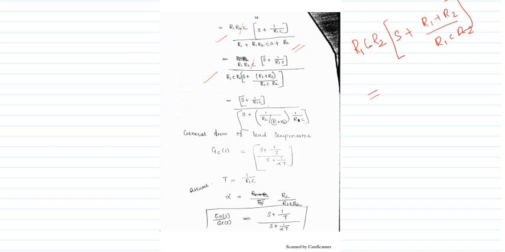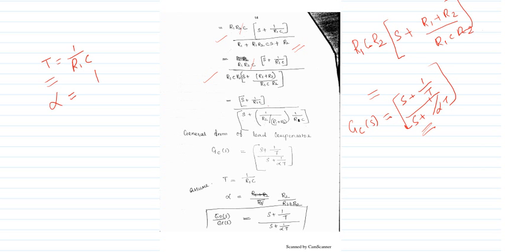And the general form of the lead compensator, the compensator design GC of S, is equal to S plus 1 by T overall S plus 1 by alpha T. So just to bring it to this form, I am going to make some manipulation. Here this T is equal to 1 by R1 into C. What is T? T is the time constant, which is nothing but the resistive and the capacitive component. And the alpha value is nothing but R2 by R1 plus R2. So these two things you have to assume.